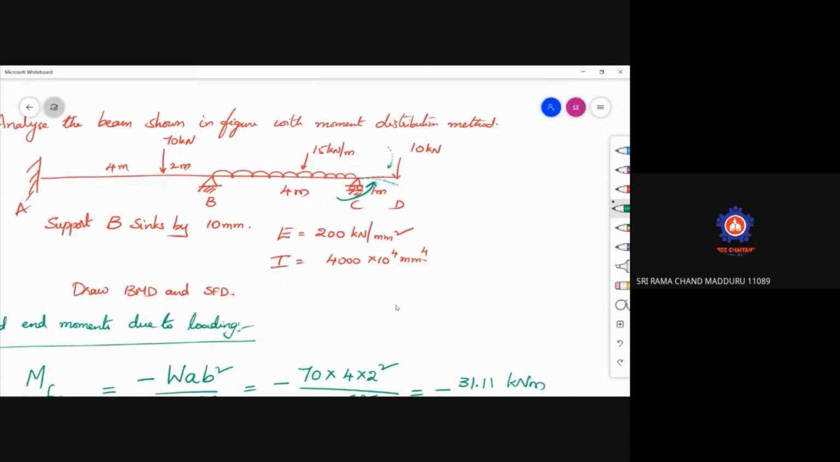Is it clear? Yes, sir. See this one. Here, your support is here. Your beam is trying to deflect like this, but the purpose of the support is to give resistance. So when it tries to give the resistance, that will be in the anti-clockwise direction, minus 10 kilonewton meter.